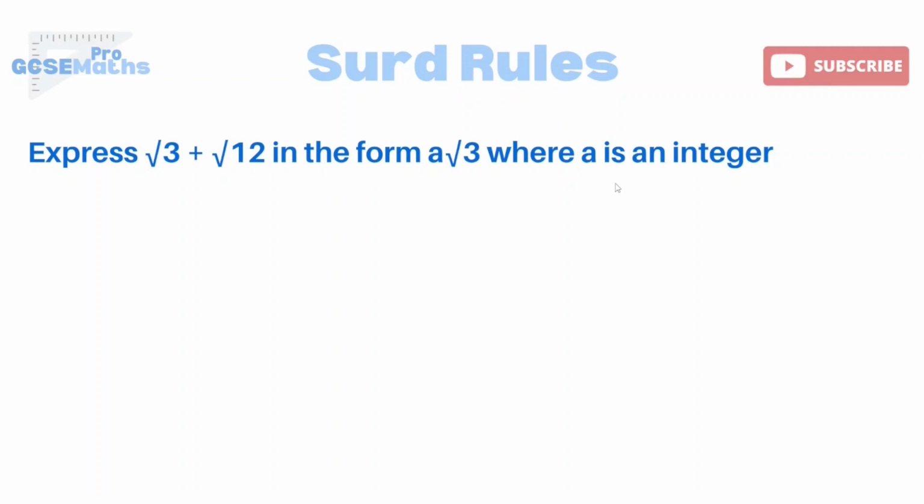The last bit that says where a is an integer, so an integer just means a whole number, right? So you're not going to have, like, 1.5 root 3, right? It's going to just be a whole number. So this is exactly the same question. They've just worded it in a more specific way.